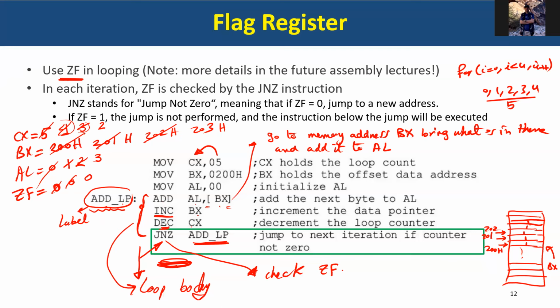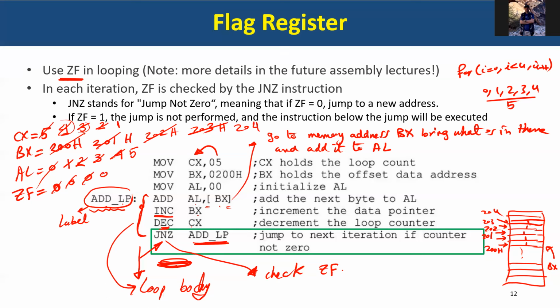Jump not 0, so I'm going to jump because it's not 0. The 0 flag is 0. Add AL and BX, so this will be 4. Okay, increment BX, so 204. So this is 203. This is 204. Again, it has 1. This is just an assumption. Add again, so this will become 5. Then decrement CX, so the CX will be 1. The 0 flag is still 0.